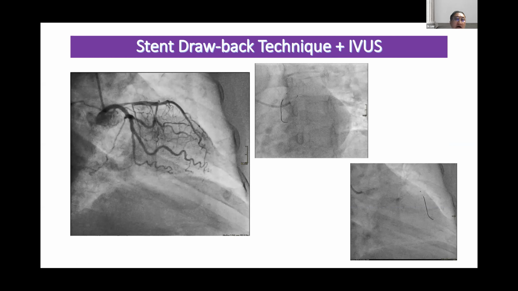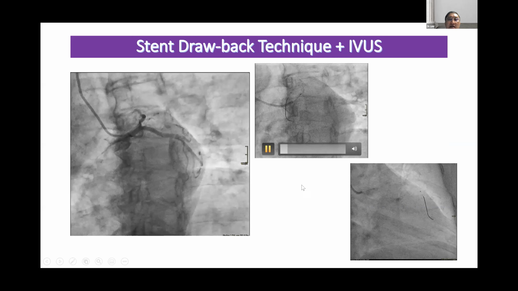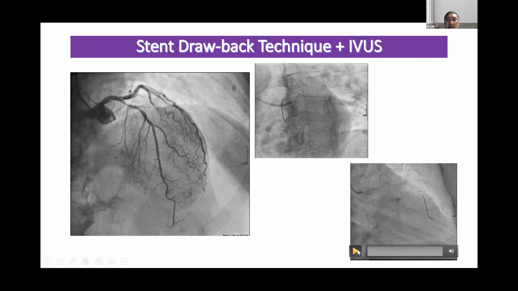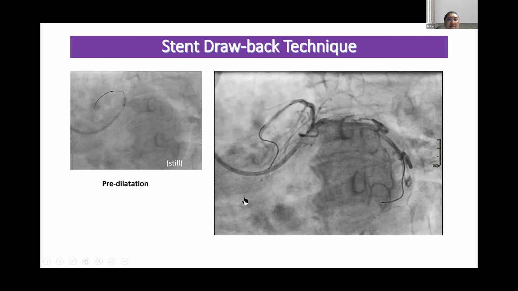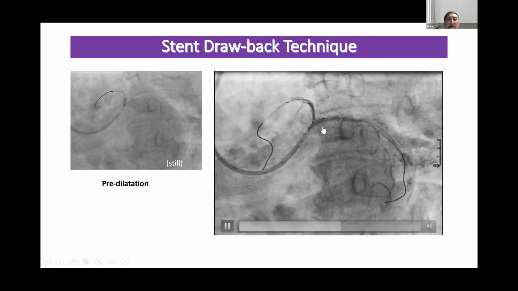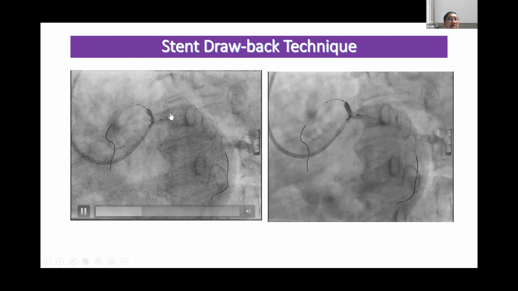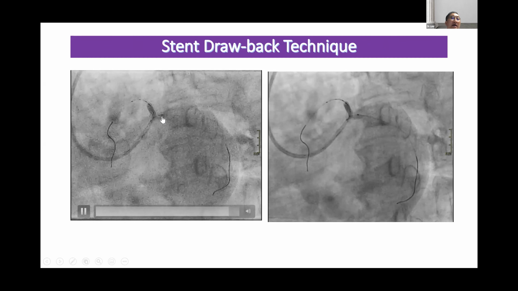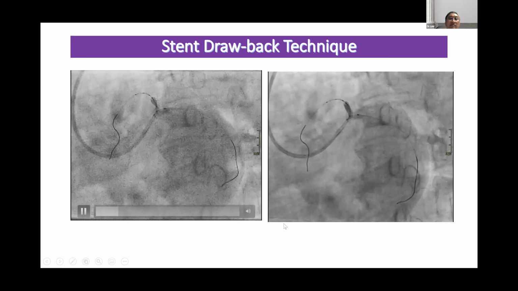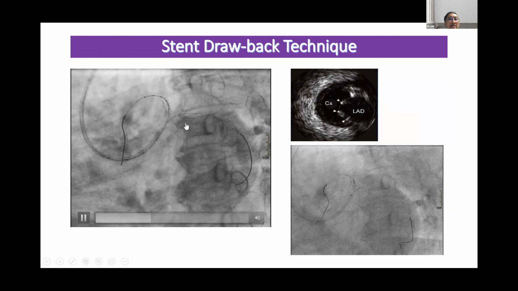This is one example of an ostial LAD lesion, seen in the caudal view. After pre-dilatation, the stent is placed there, and then a balloon from the left main into the circ is inflated first, and then the undeployed stent is pulled back until a dent is seen, and then we deploy the stent. So this is how it looks.